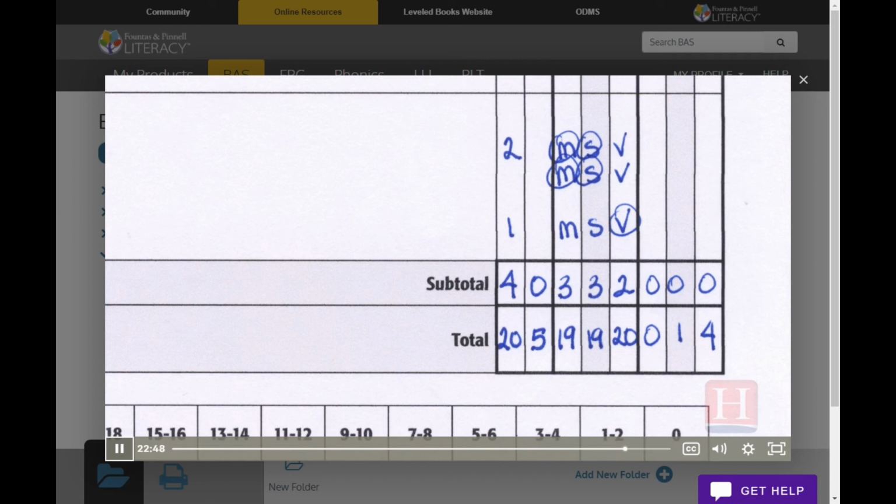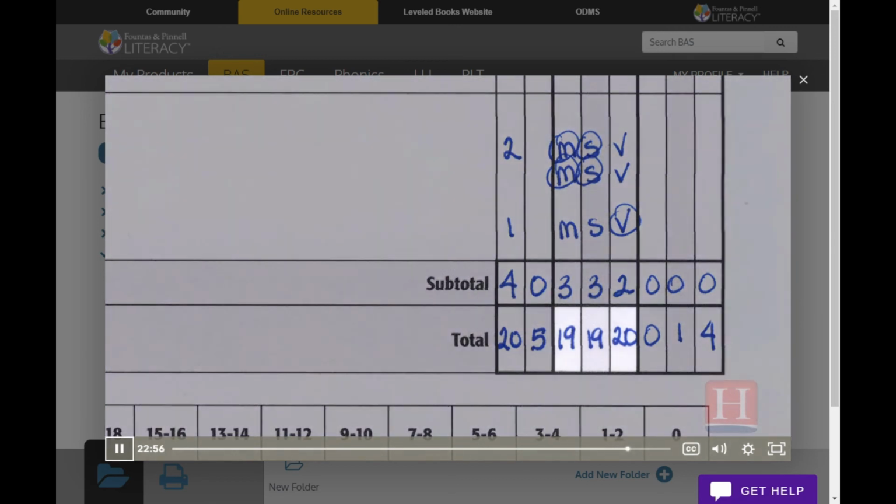We know that Roberto made 20 errors and had 5 self-corrections, so let's see how those numbers work out with M, S, and V. In the error column, I had 19 meanings, 19 structures, and 20 visual informations. In the self-correction column, I had 0 meanings, 1 structure, and 4 visual informations.